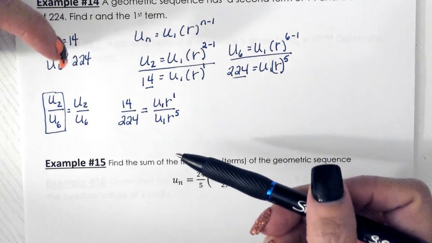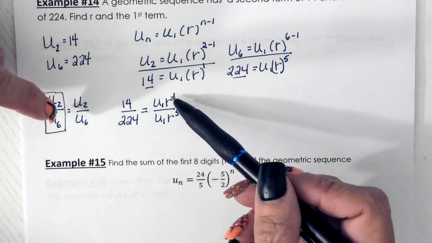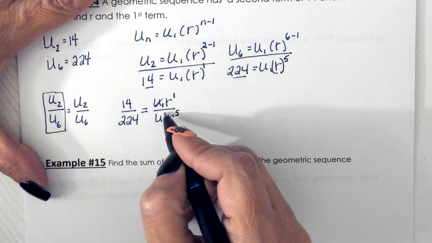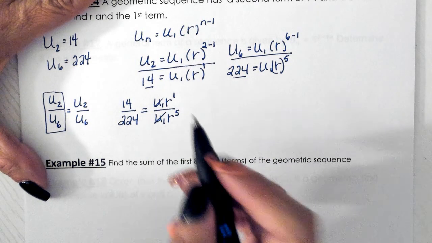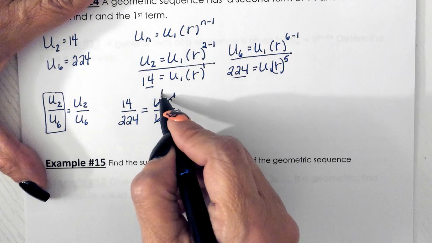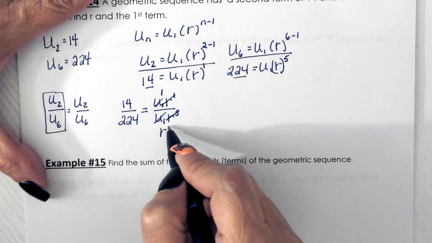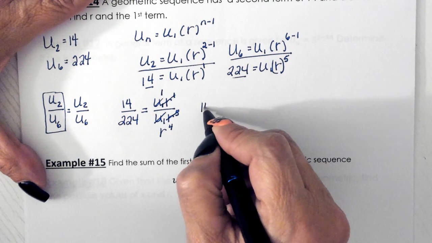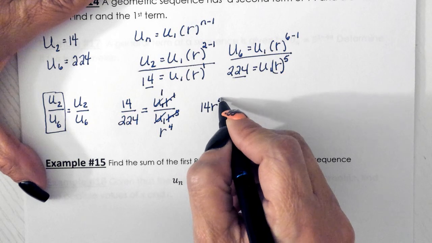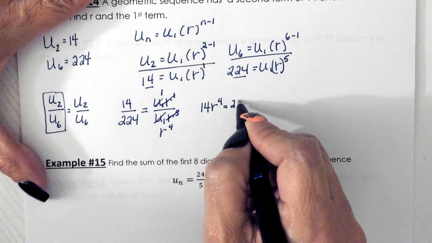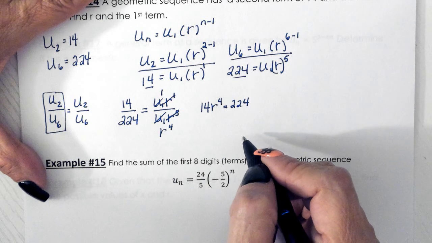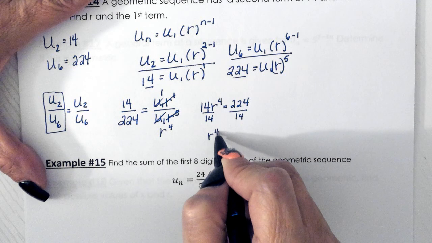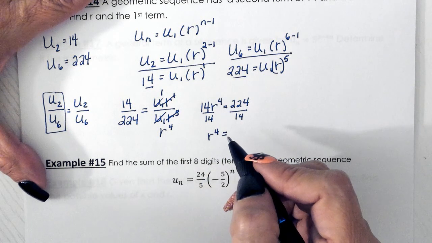But now I have a proportion. And if you remember how to cross multiply, I wonder if this would help. Well, first off, you know what I noticed? When I do that, the U's cancel out. R would cancel out here, leaving me 1, and this R would become R to the fourth. Okay, let's cross multiply. So that'd be 14R to the fourth equals 224. Let's divide both sides by 14. Let's see what happens here. So R to the fourth would be 16.